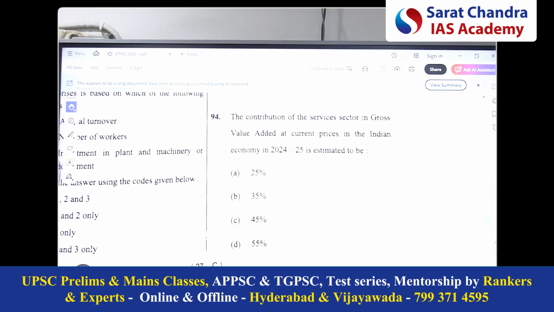This is also an easy question. The contribution of the services sector in the gross value added at current prices in the Indian economy in 2024-25 is estimated to be. What is the contribution of the services sector to the GDP or GVA? 55%, yes, 55% is the exact value, and agriculture is 18%, and 22 to 23% is the manufacturing sector.